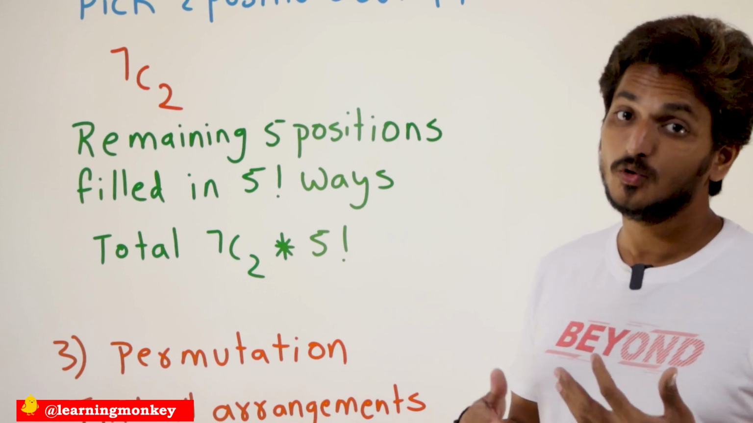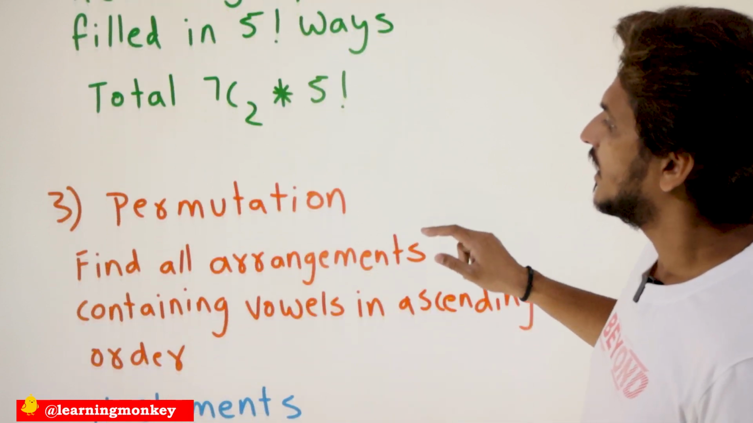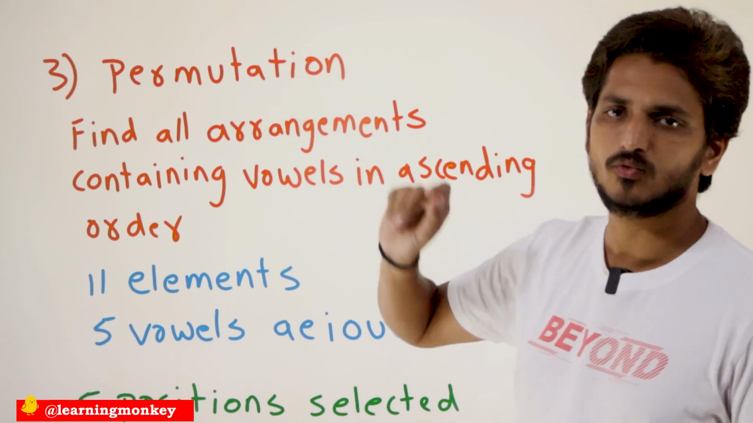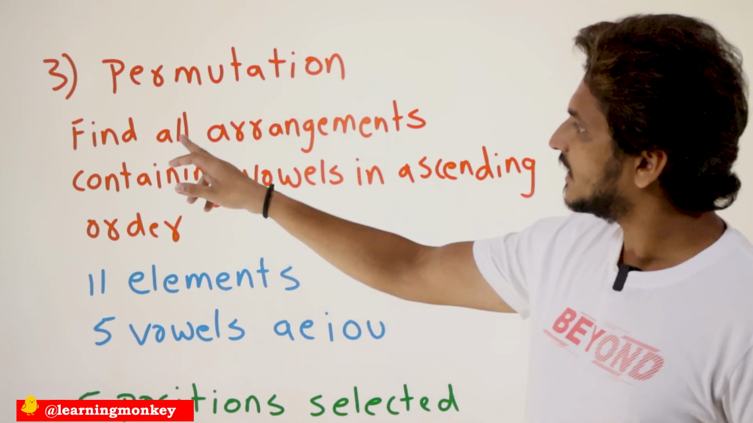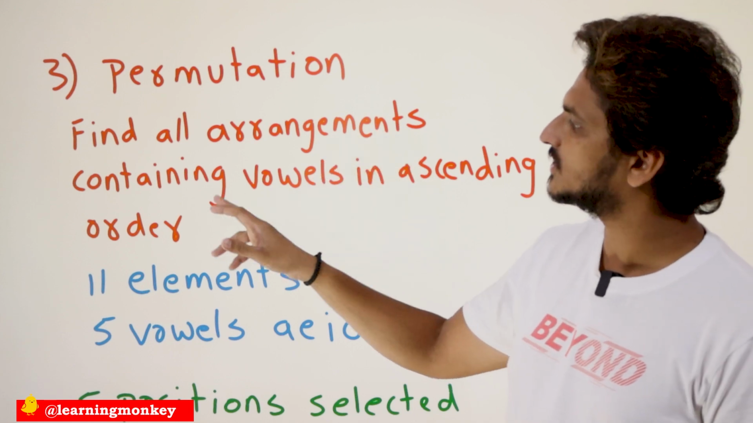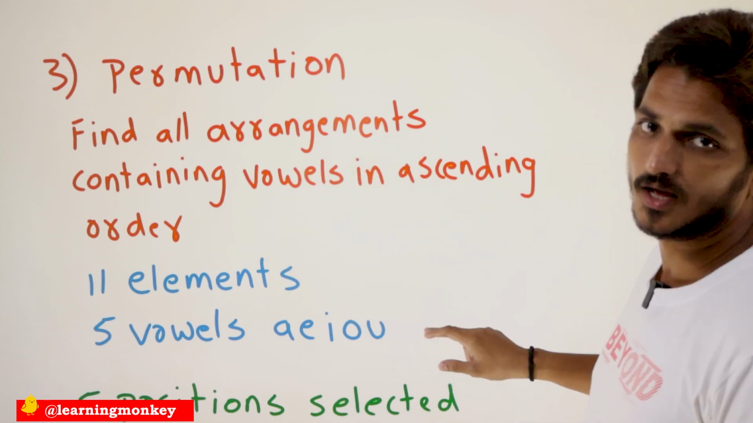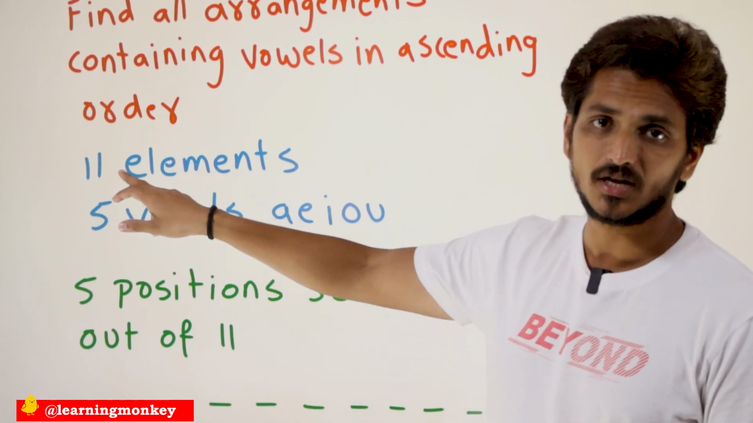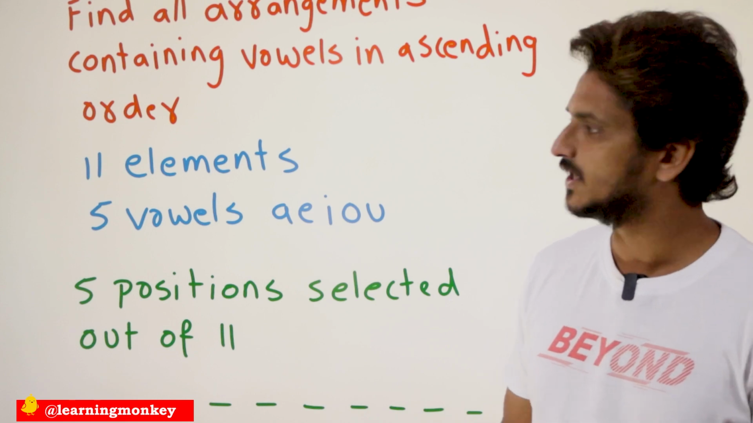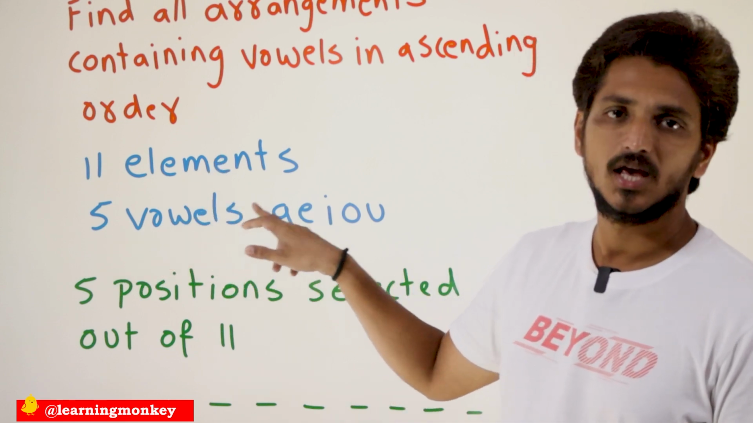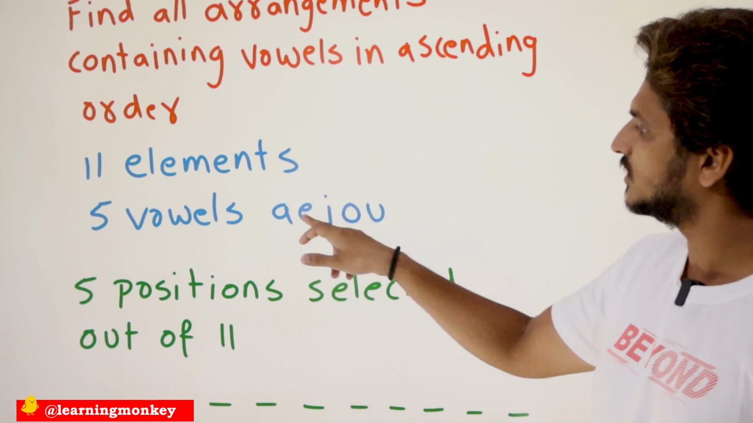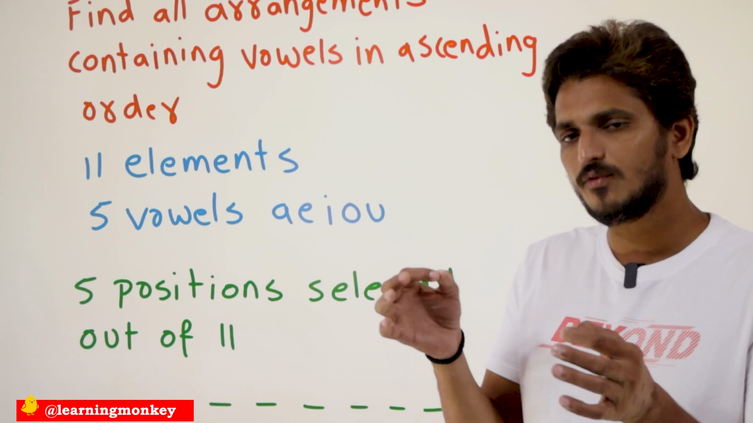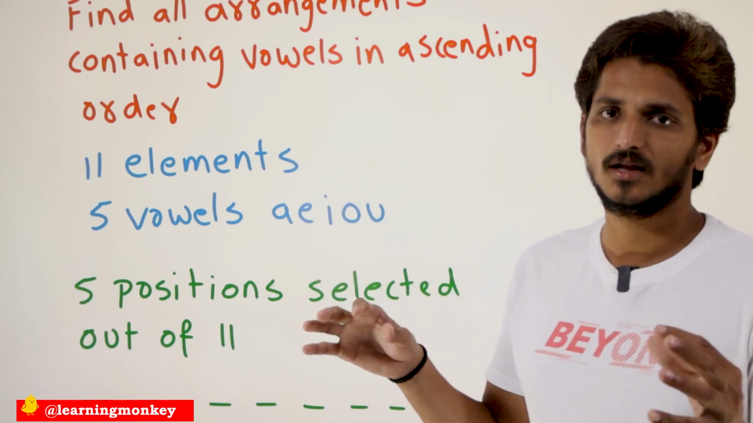For better understanding, we do one with repetitions. Take the word PERMUTATION. In this we have T repeated twice. So find all arrangements, meaning permutations, containing vowels in ascending order. So how many elements are there in PERMUTATION in total? 11 elements are there. In these 11 elements, how many vowels are there? A is there, E is there, I, O, U. This is the sequence you have to place. A, E, I, O, U should be placed in ascending order.